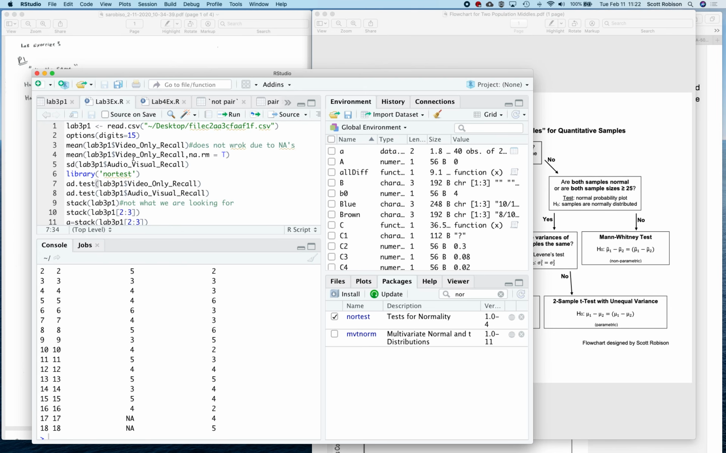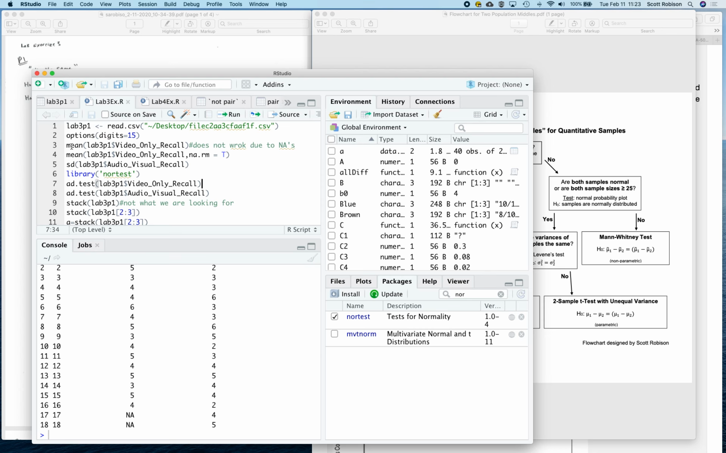Before I did that, I also wanted to show you a little bit here about these NAs. Here, these NAs just mean that this column is shorter than this column, and instead of putting zeros, which would be a meaningful number, it's trying to just say there's no number here at all, which can cause a problem.